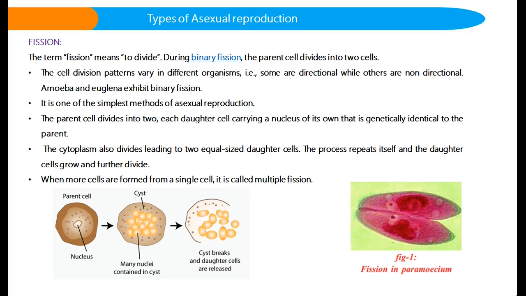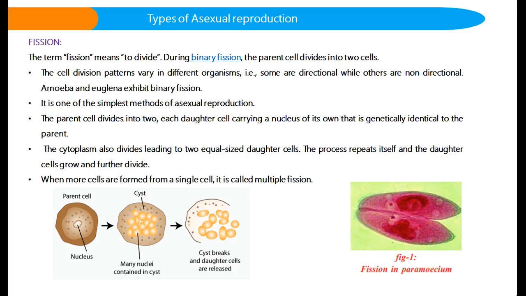Types of asexual reproduction. First one is fission. The term fission means to divide. So, these organisms divide and they multiply. Fission is of two types, that is binary fission and multiple fission. In binary fission, the parent cell divides into two cells. Bi means two, no? So, the parent cell divides into two daughter cells. The cell division patterns vary in different organisms. In some organisms they are directional and in others they are non-directional.